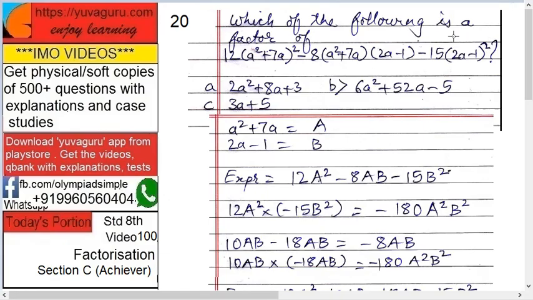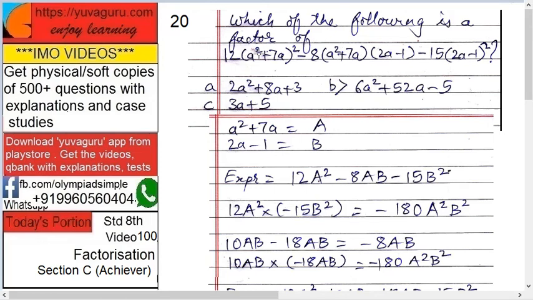Next, which of the following is a factor of 12 into a square plus 7a the whole square, minus 8 into a square plus 7a into 2a minus 1, minus 15 into 2a minus 1 the whole square. Now these are the following options given, and we have to find the factors. Which one of them is one of the factors of this?